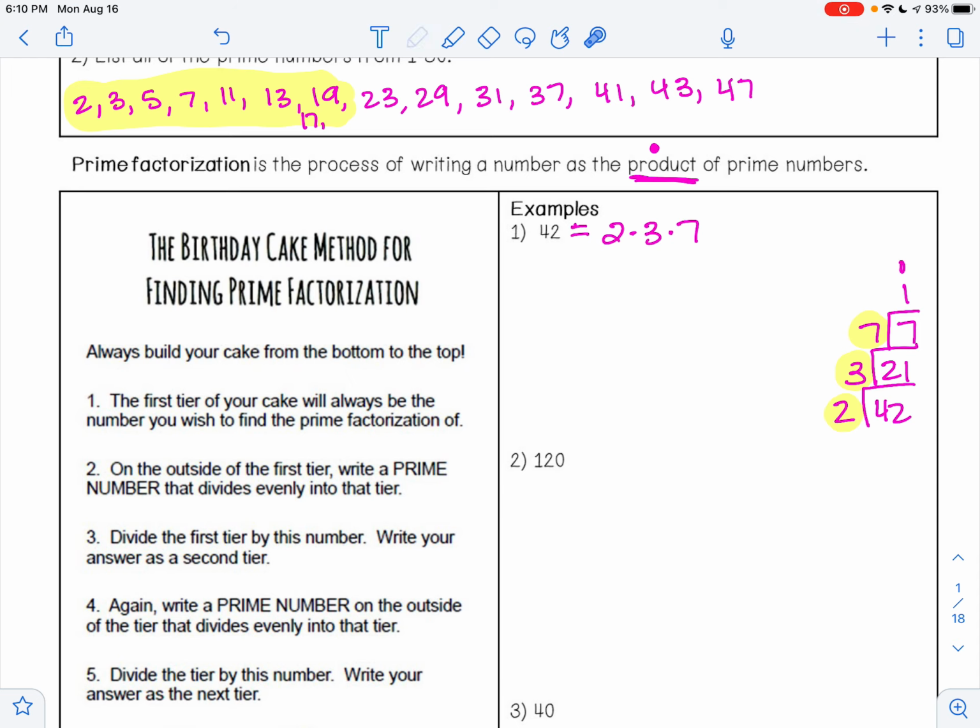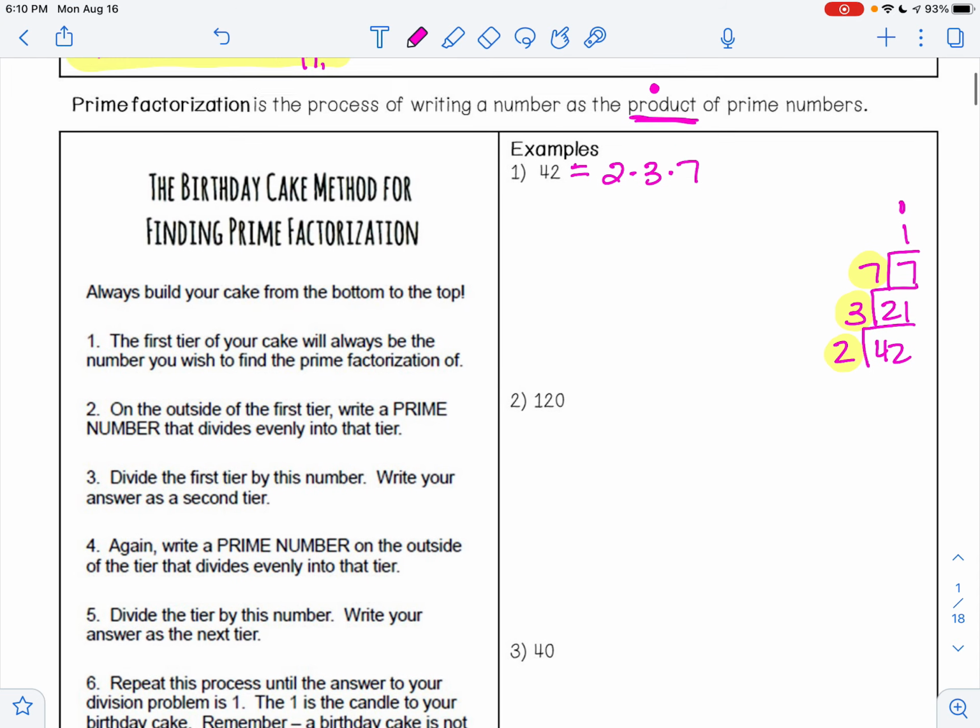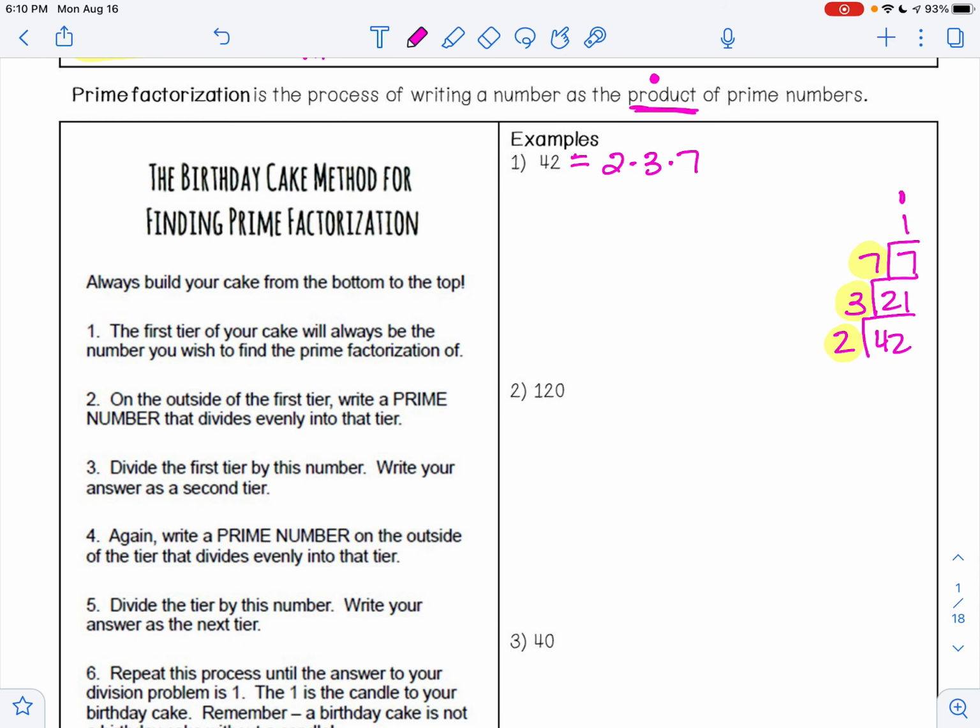Let's try prime factorization again with the number 120. So I'm going to put 120 at the base of my cake. The smallest prime number that goes into 120 is 2. 2 goes into 120 60 times. The smallest prime number that goes into 60 is 2. 2 goes into 60 30 times. The smallest prime number that goes into 30 is 2. 2 goes into 30 15 times.